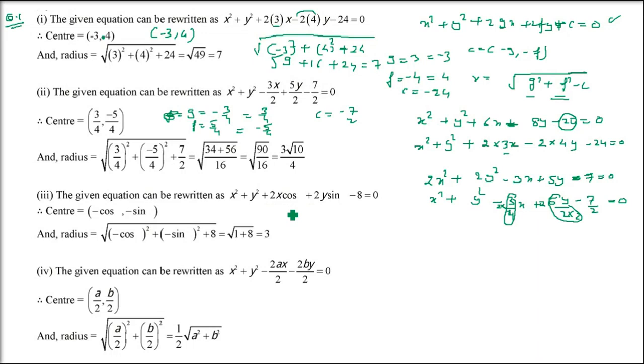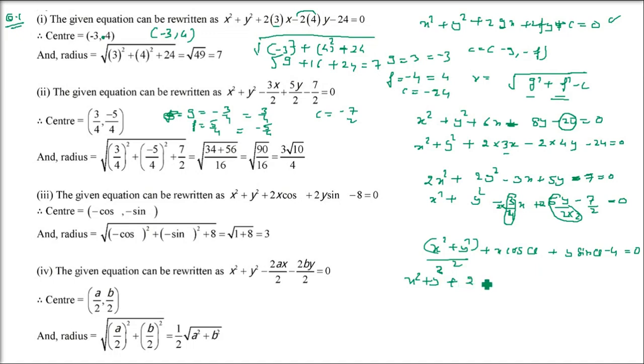Now the third one: half into x square plus y square, plus x cos theta plus y sin theta minus 4 equals 0. We don't need any coefficient near x square and y square, it has to be unity. So multiply the whole equation by 2: x square plus y square, and multiply everything by 2.